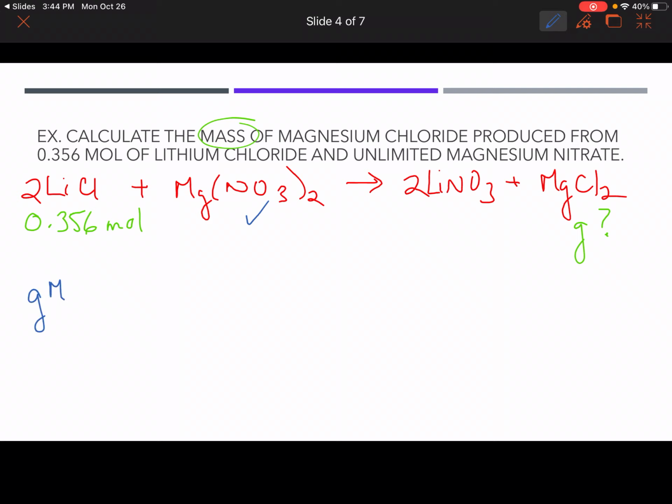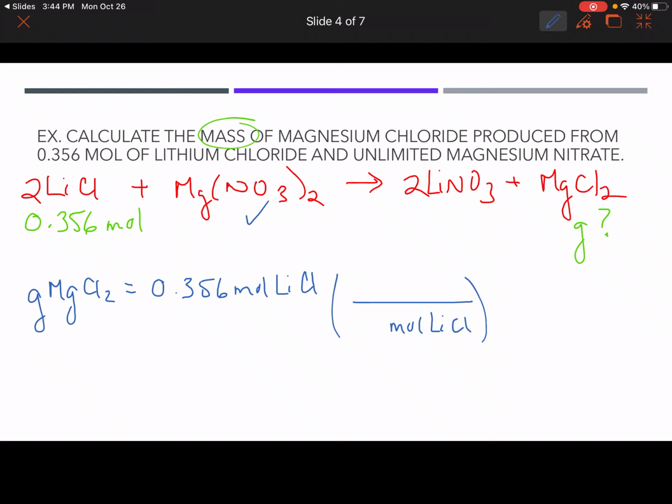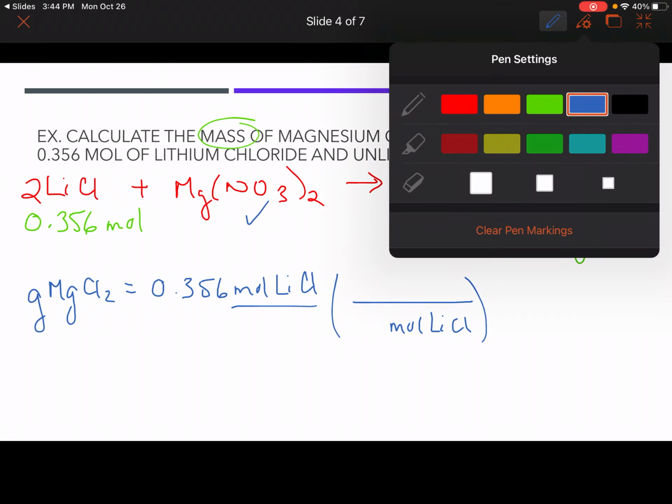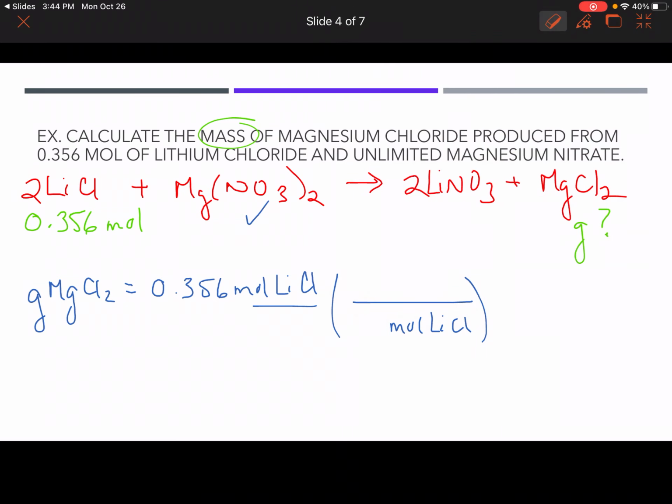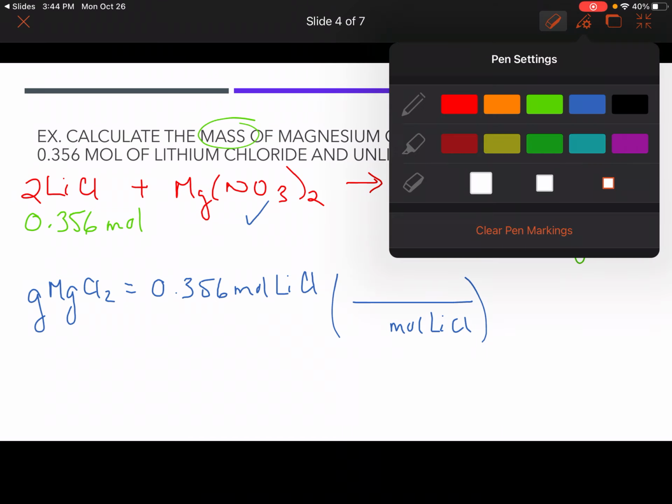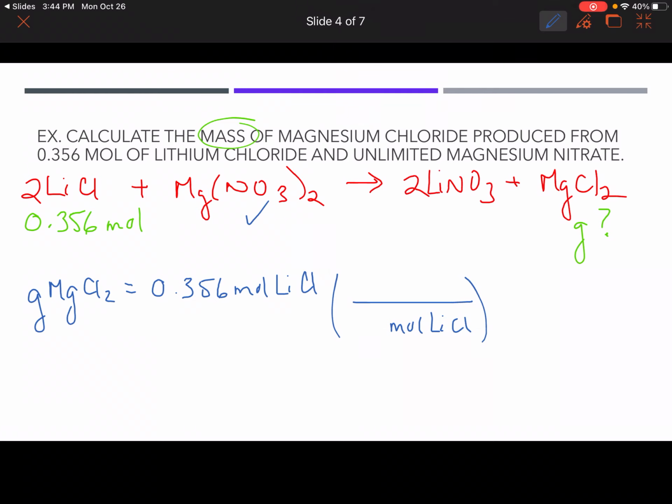So grams of magnesium chloride equals, and then I write down what I know. I know that I've got 0.356 moles of lithium chloride. Now, moles of lithium chloride has to go on the bottom. Okay, so whatever you write here, that has to go to the bottom here. I'm just going to erase that there. Okay, so what goes on top now?